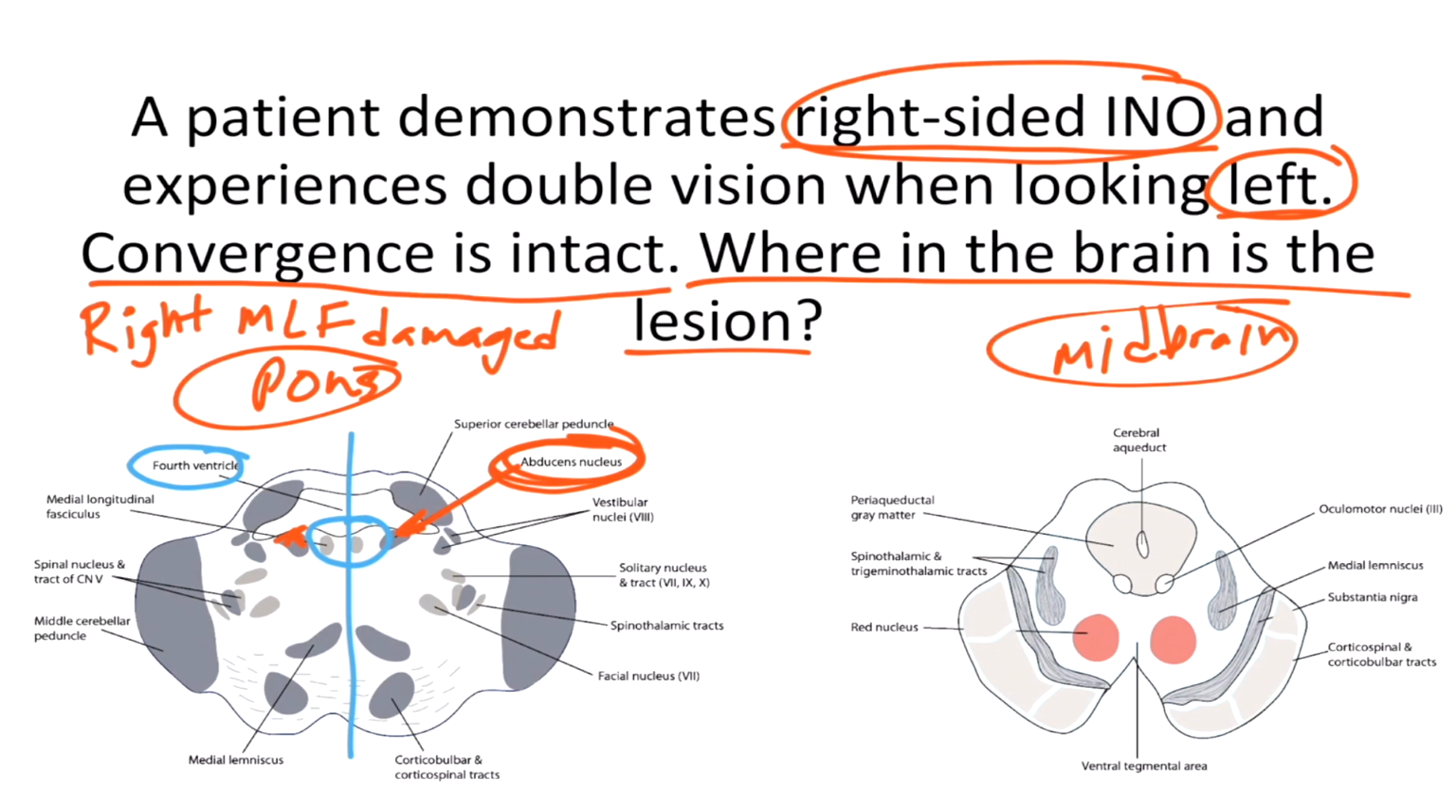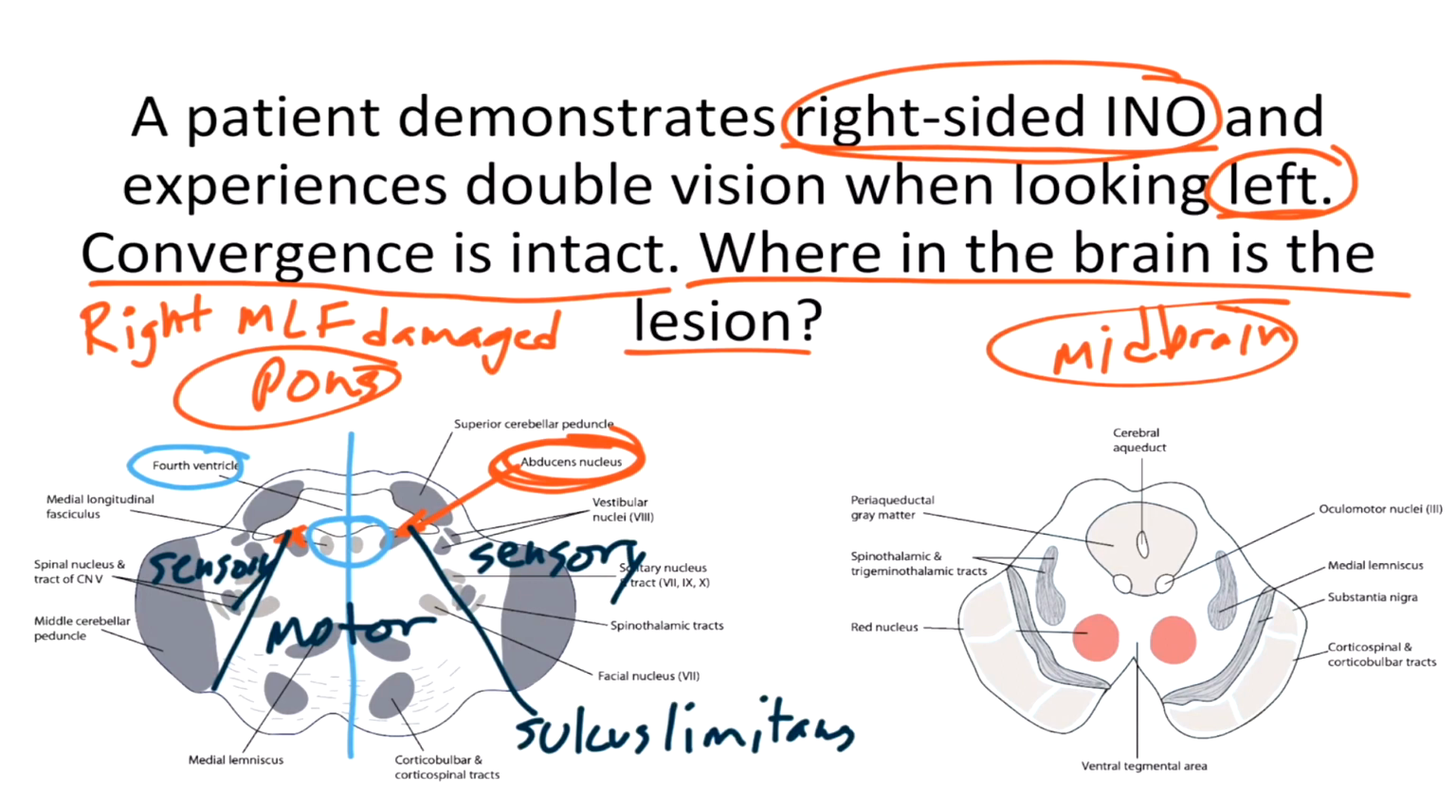As you recall from the cranial nerve lecture, all of the motor nuclei are located close to the center, medial to the sulcus limitans, and all the sensory nuclei are located more laterally. So we have identified where in the brain the medial longitudinal fasciculus would be. We're thinking it's these two, and it is in fact labeled here. But which medial longitudinal fasciculus would it be? Would it be the one on the right or the one on the left? Well, as we've determined, if you have right-sided INO, then you have damage to the right medial longitudinal fasciculus. So we're thinking the one on the right.